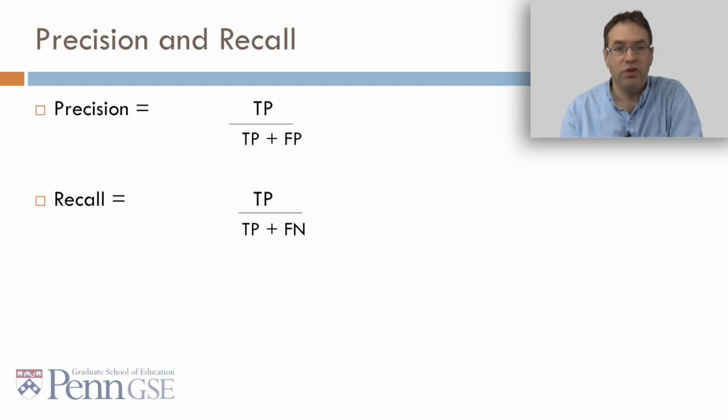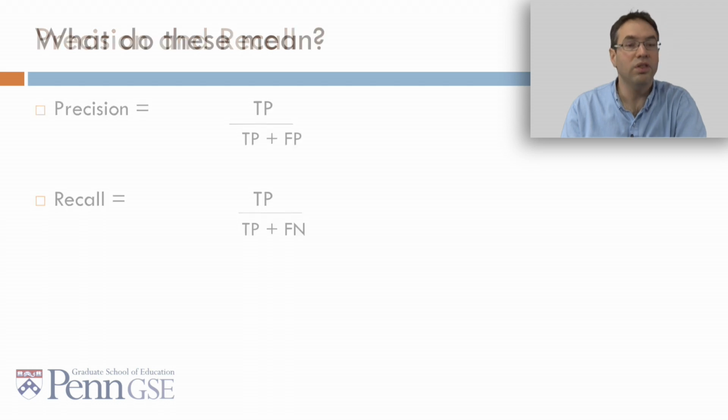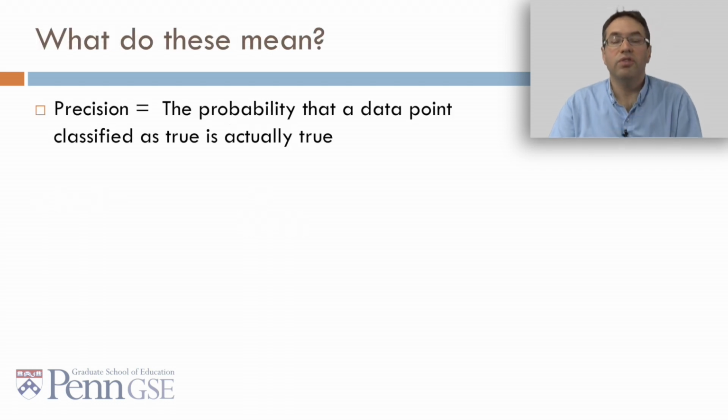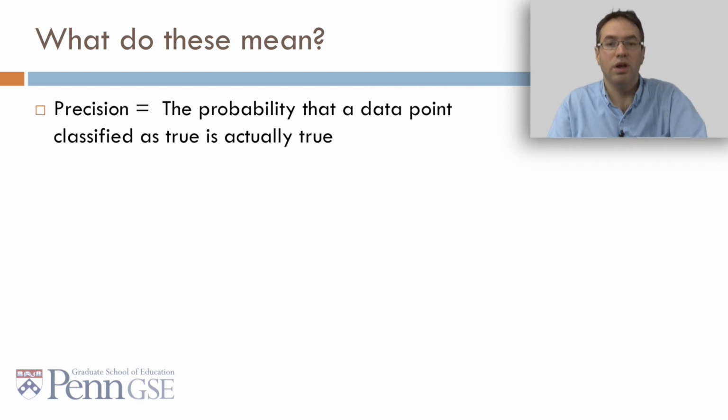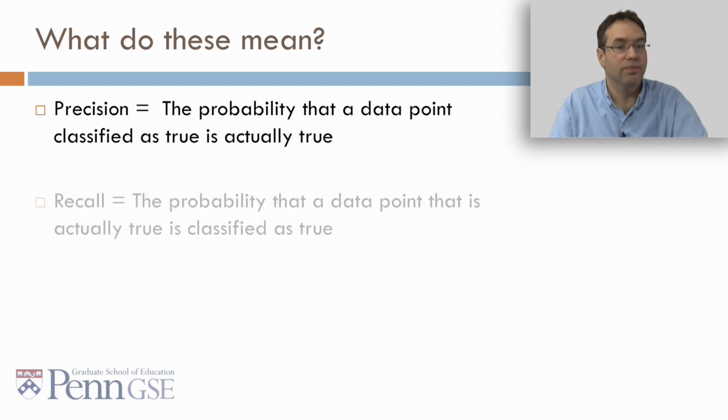Another couple important metrics are precision and recall. Precision is the true positives divided by the true positives plus the false positives. And recall is the true positives over the true positives plus the false negatives. So what do these mean? Well, precision is the probability that a data point classified as true is actually true. So if your model says, this is what I'm looking for, is your model right?